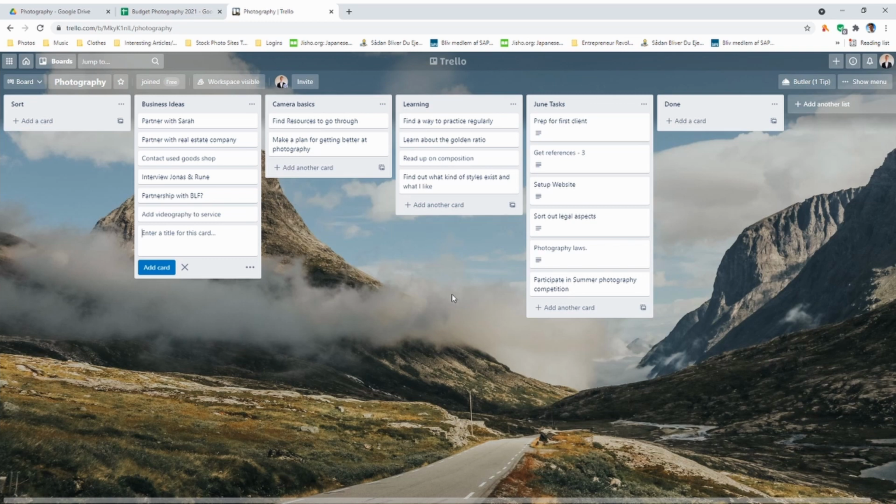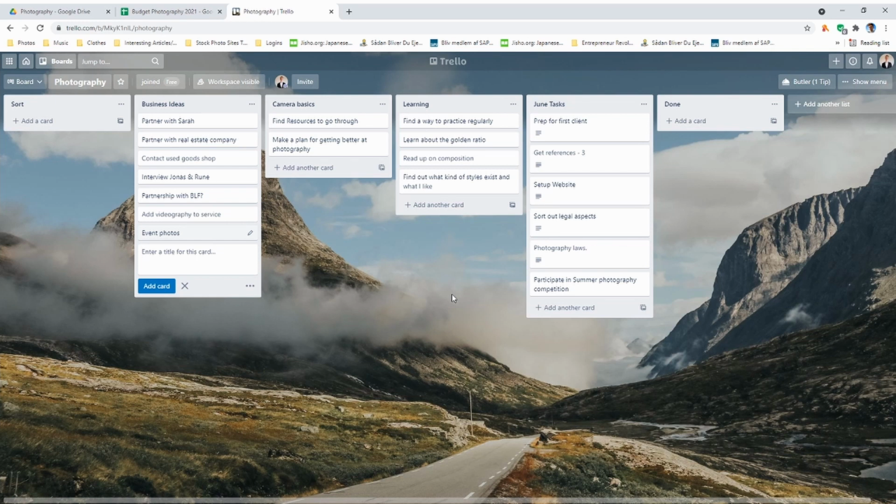Let's see. Event photos. I think events are going to be a great way to try and get some experience taking photos, get a chance to take some great photos, and also really just add some great photos to my portfolio. And I think there's a lot of money in it as well.